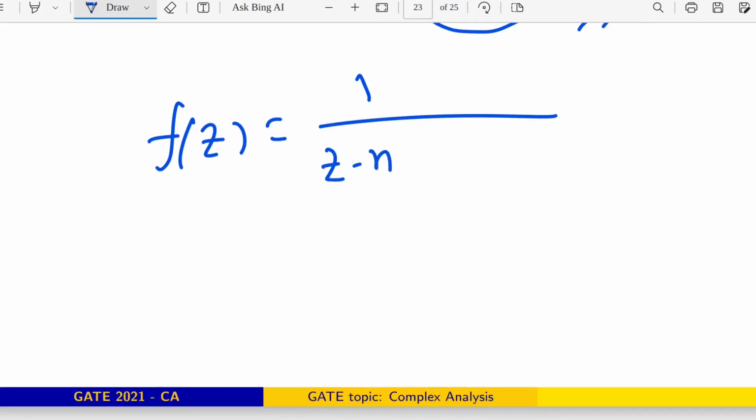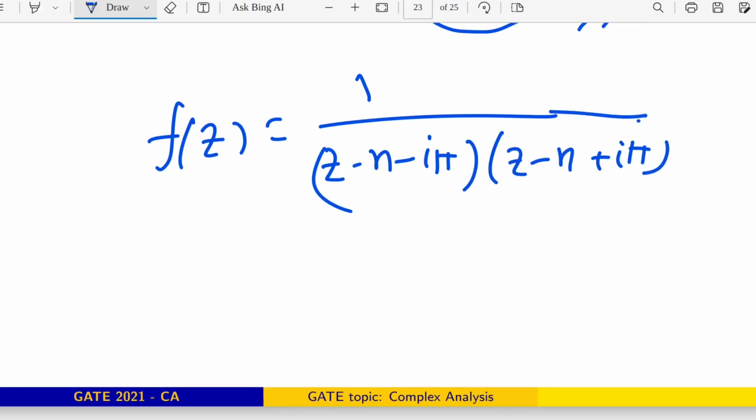Now coming to the f(z) again, f(z) was 1 by (z minus n minus iπ)(z minus n plus iπ). And right now we will consider only the n plus iπ point. No other point we will consider. So now what will be the integration value?